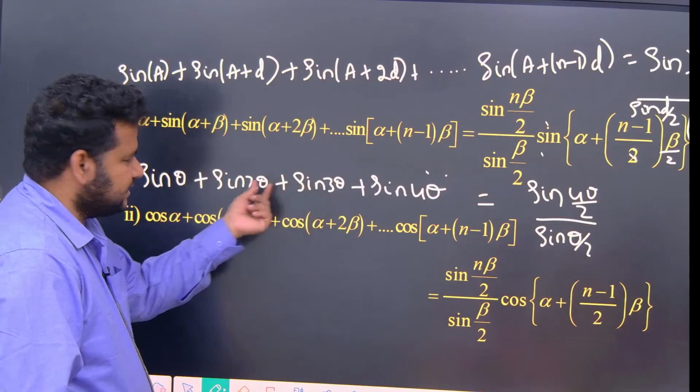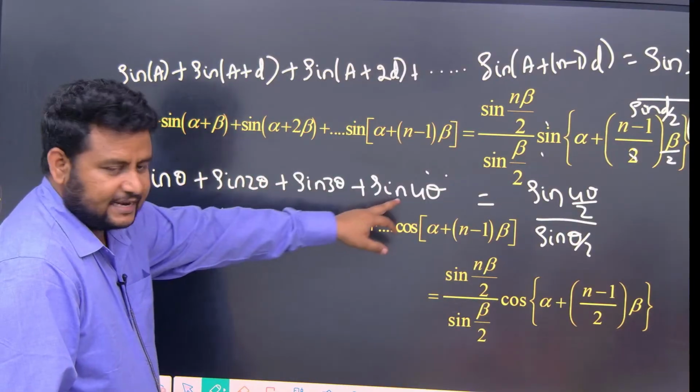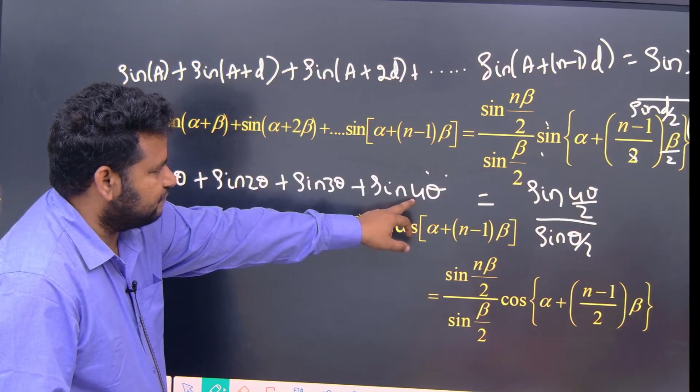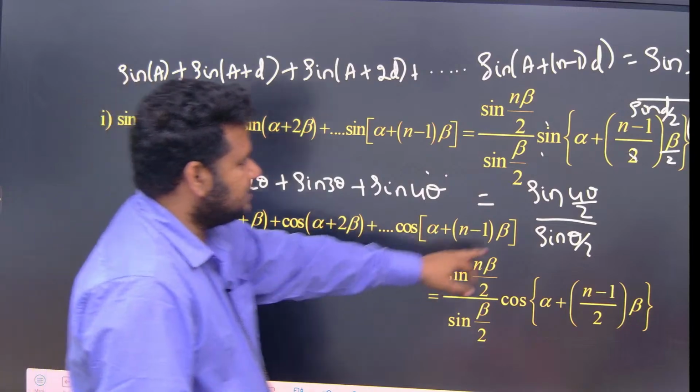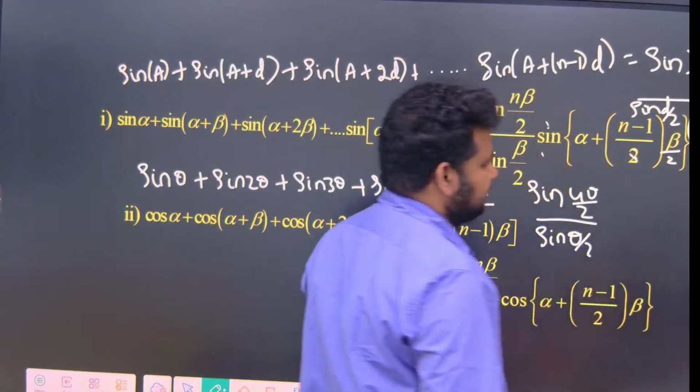Theta. 3 theta minus theta is what? Theta. So d is 2, d is theta. And what about the n value, the last value? That is n, 4. Okay. So sin 4 theta by 2, sin theta by 2. So we will multiply into sin of a plus (n minus 1) by d by 2.